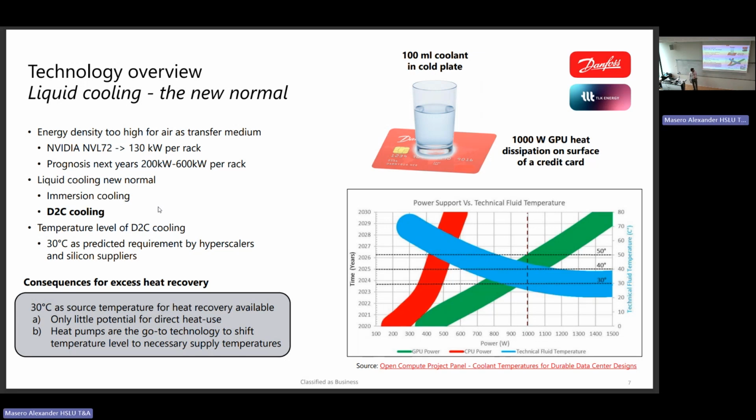So what does it mean for our heat recovery? 30 degrees is not really high, right? So we cannot really reuse it directly. There are few applications, but okay. So we have to somehow shift up the temperature level. And what technology do we have for this? It's typically a heat pump.